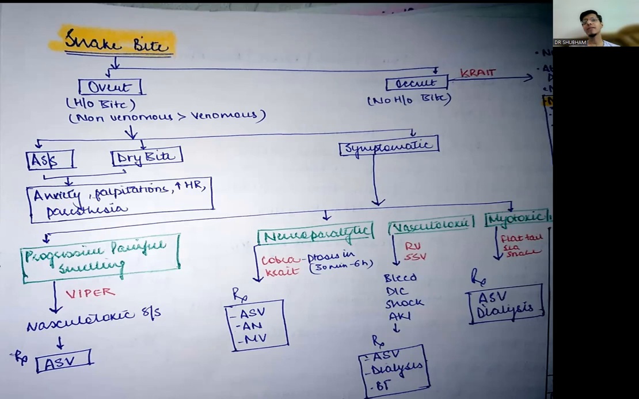So the line of management is completely different. Along with ASV, we also have to give atropine and neostigmine. AN is atropine and neostigmine. So altogether, your treatment changes. So we have to be very careful about that. And also such patients, because they are having shortness of breath, you have to mechanically ventilate them. So here, this AN is what? AN is atropine and neostigmine, and MV is mechanical ventilation.